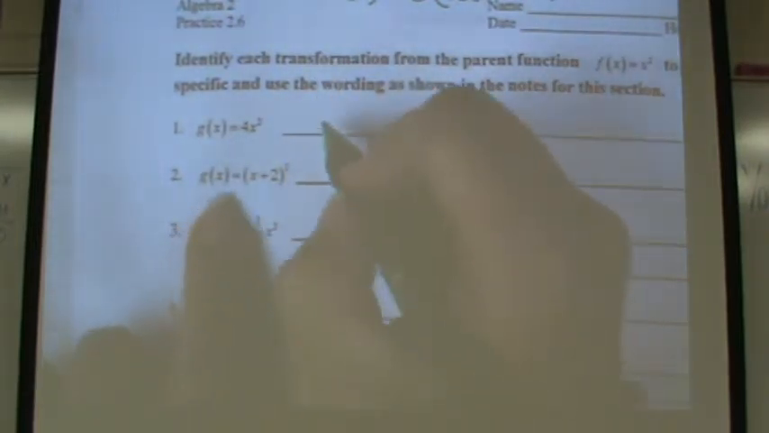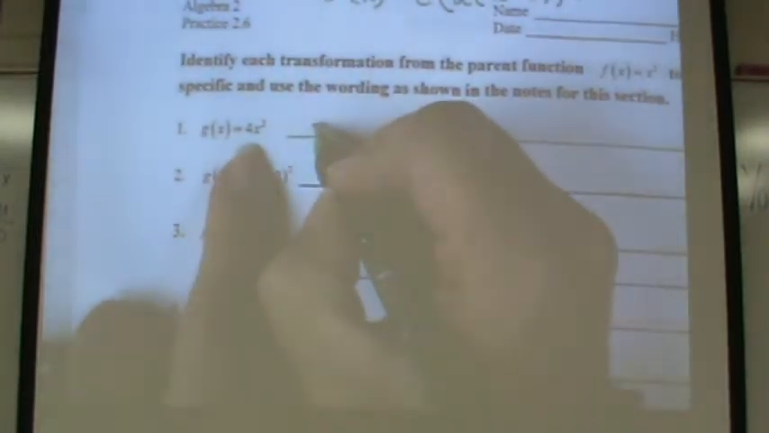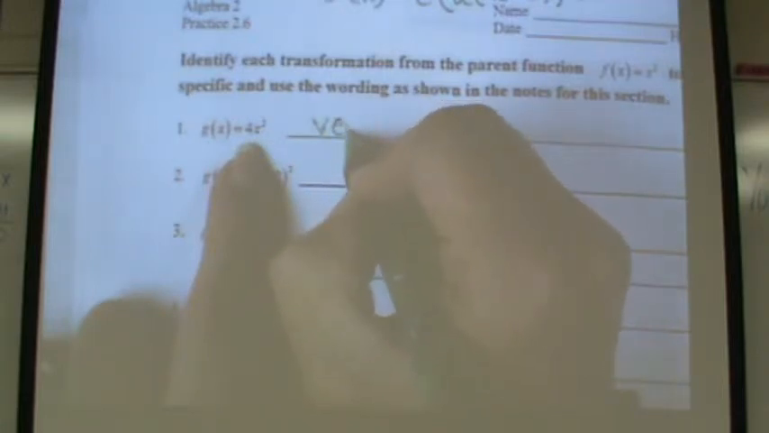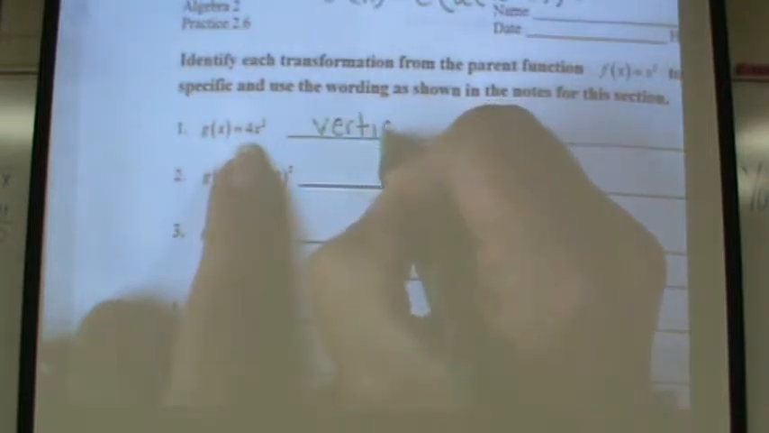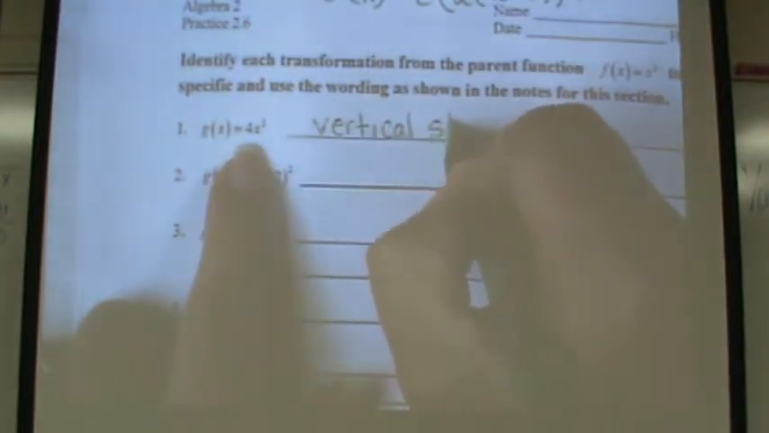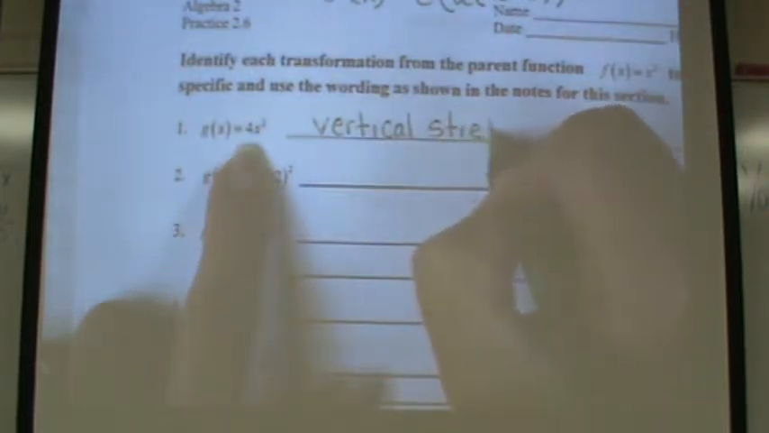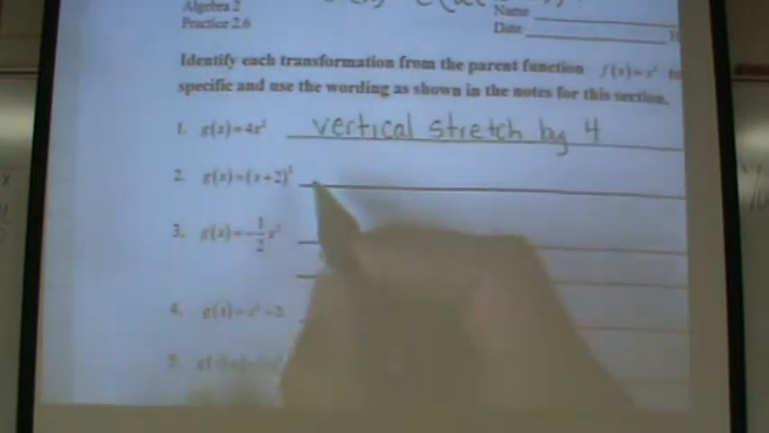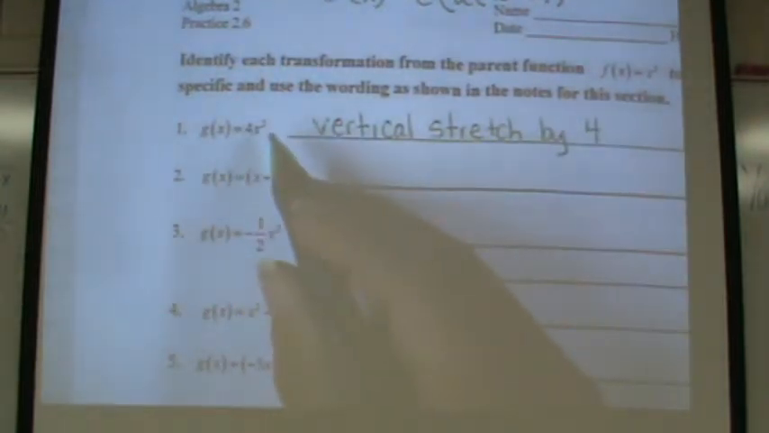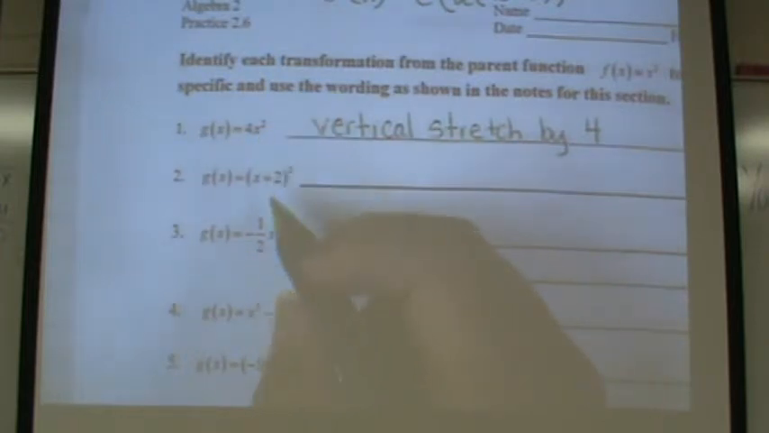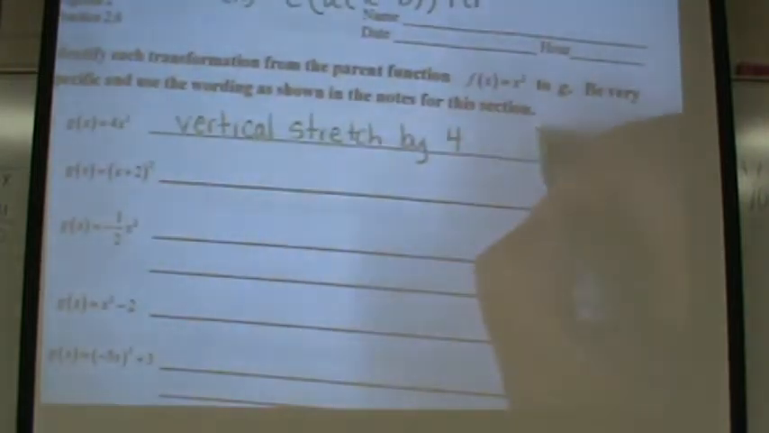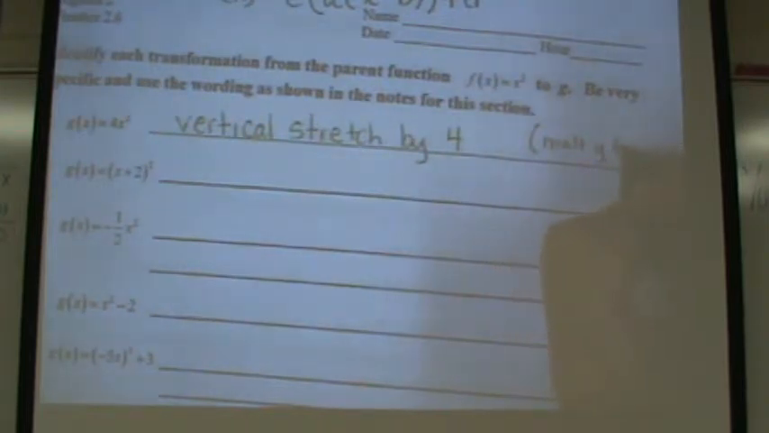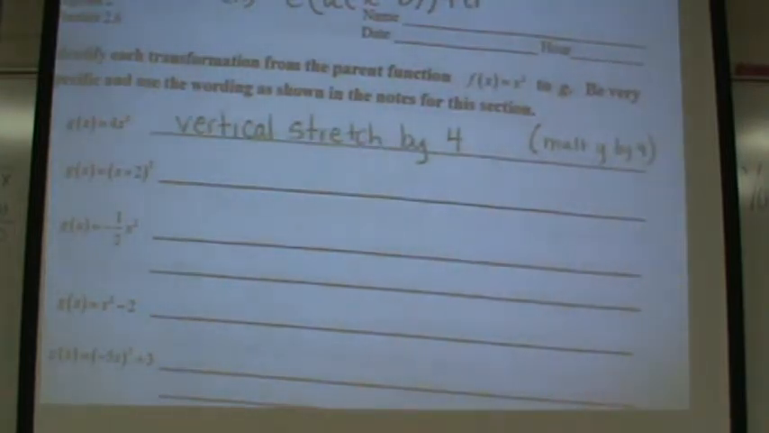So for number 1, how would you describe this transformation? I want you to write it with me. Vertical stretch, by a factor of 4. To do that, you would multiply your y values by 4 to graph this one without a calculator. If you want to write that down, multiply y by 4, it's up to you.